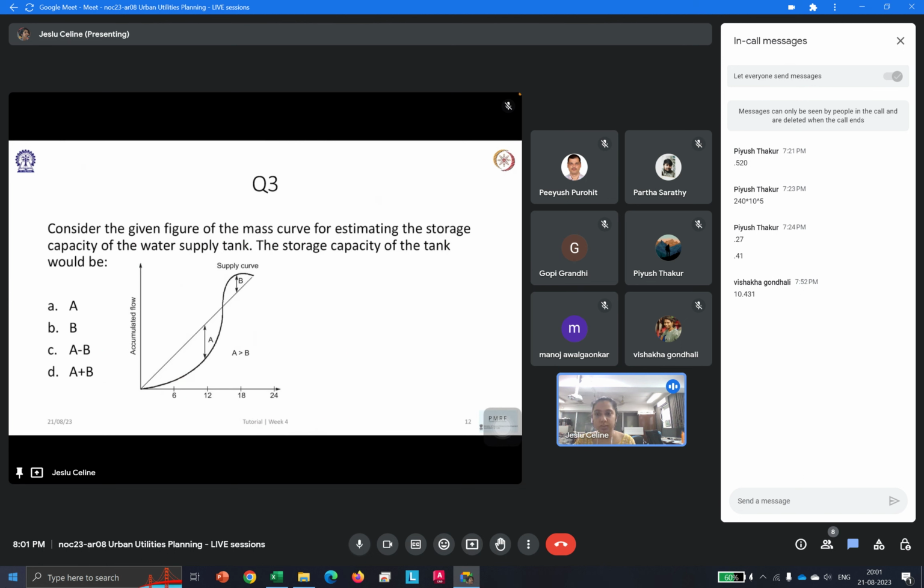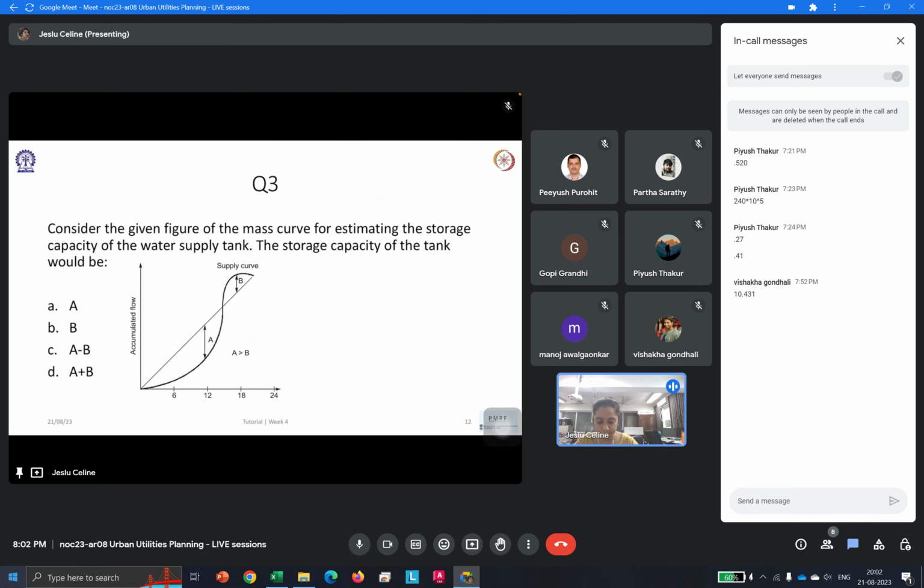Fine. So let's go to the next question. Consider the given figure of the mass curve for estimating the storage capacity of the water supply tank. The storage capacity of the tank would be. So we have a figure given.